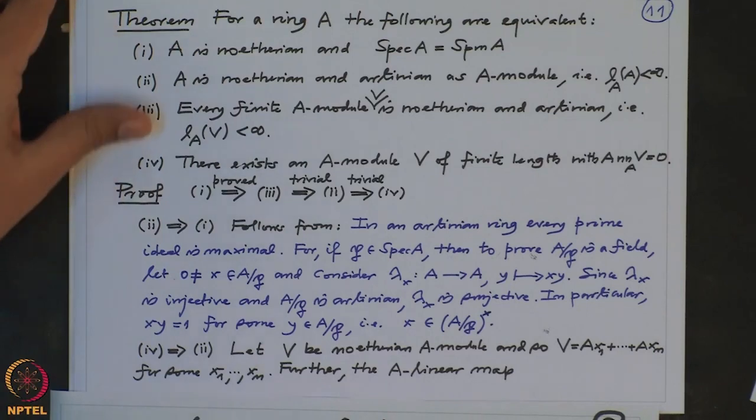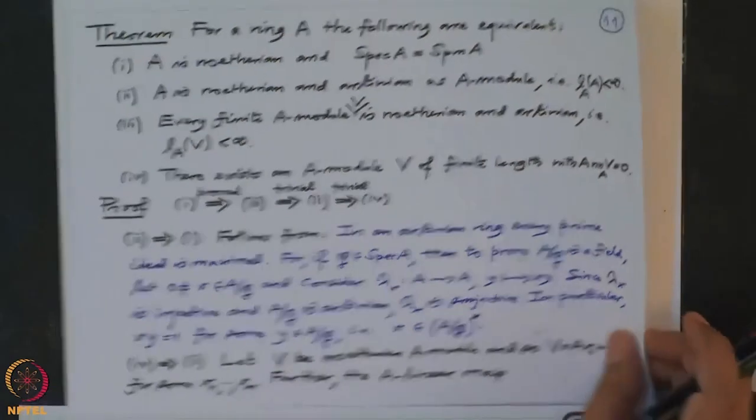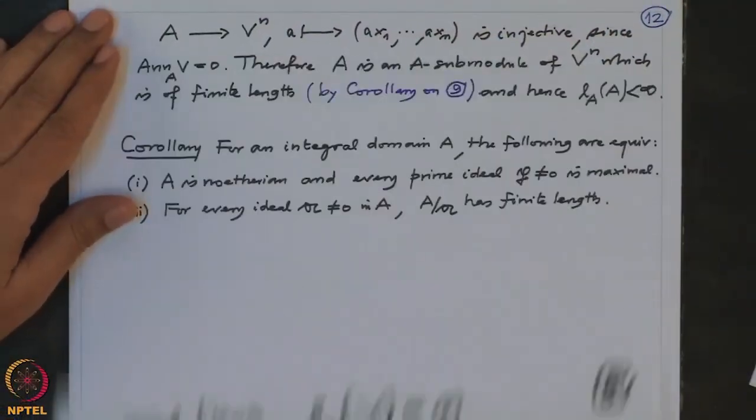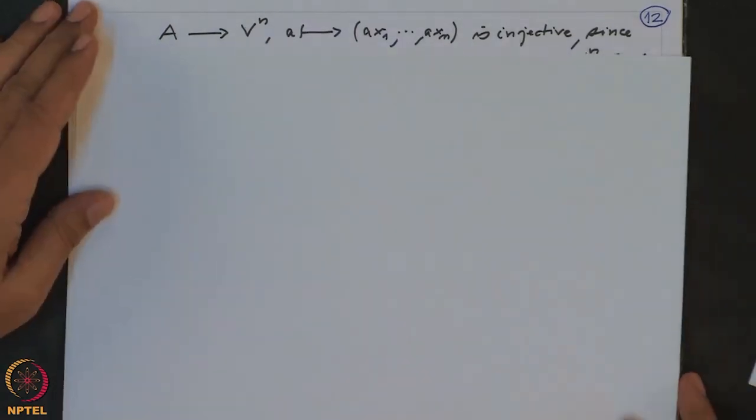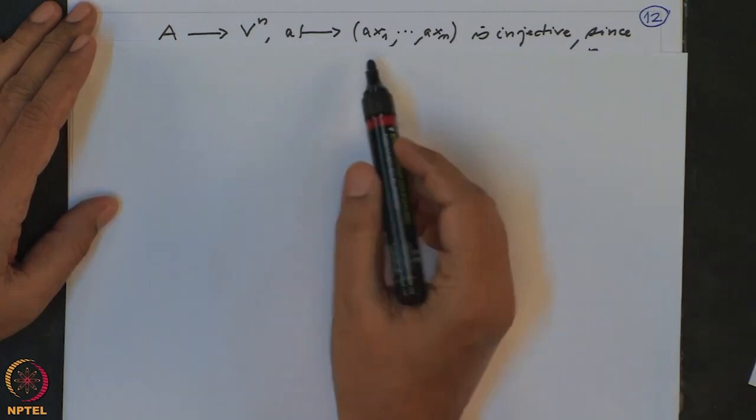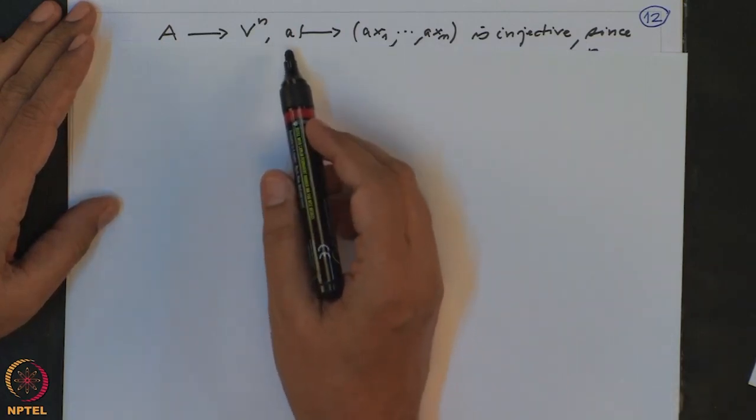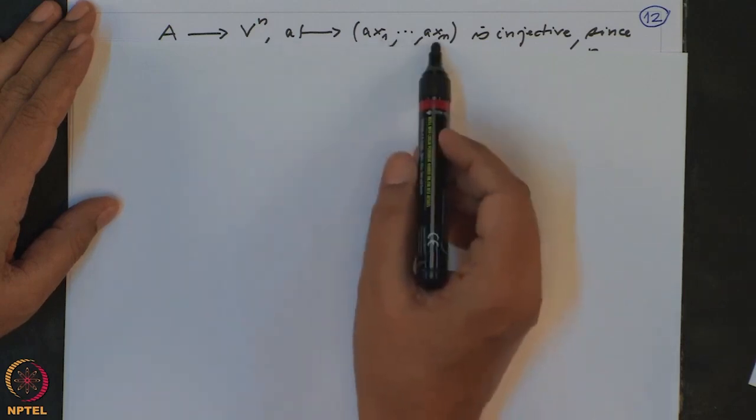And now using this x1 to xn, I will define a linear map from A to V power n. We have a linear map, namely, map that A to (a x1, ..., a xn). V power n is the module V cross V, n times. So look at A going to (a x1, ..., a xn).